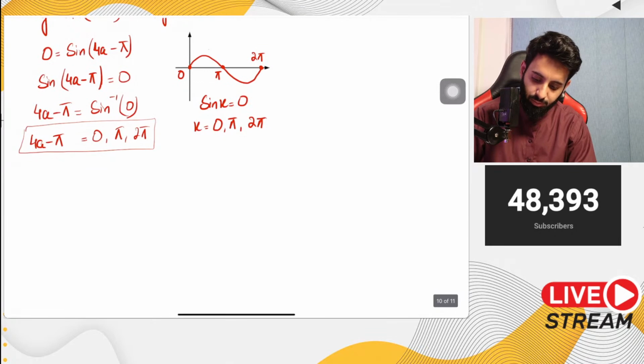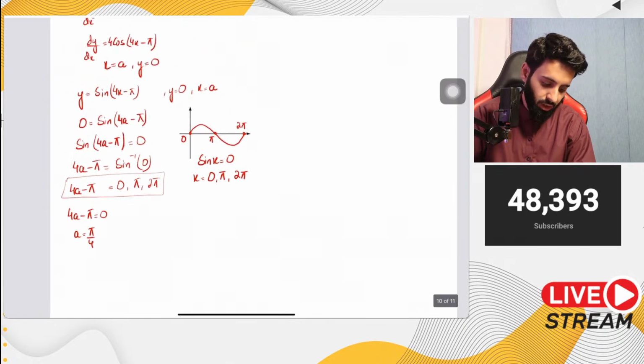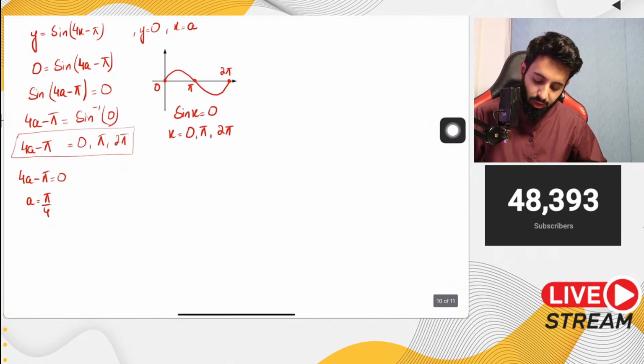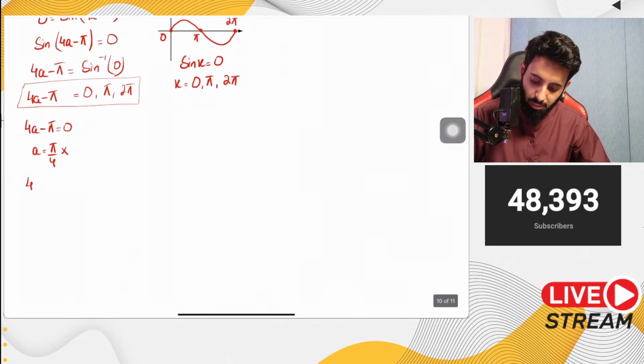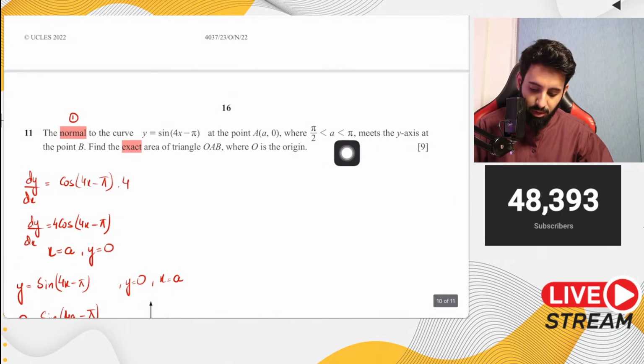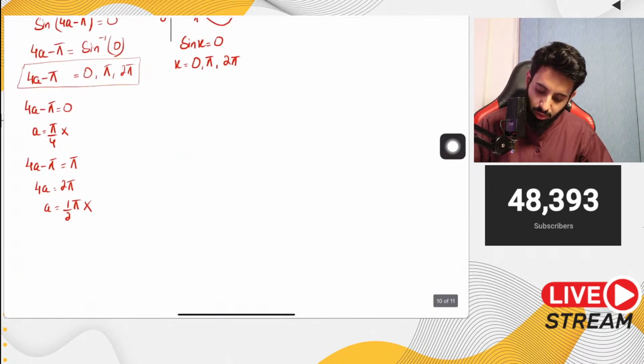So one by one, let's solve this. First let's pick 0. So 4a minus pi equals to 0 will lead to the value of a being equal to pi upon 4. And what is the range of a? The range of a, as you can see, is in between pi upon 2 and pi. So this is unacceptable. Then we go with 4a minus pi being equal to pi, which means 4a is equals to 2 pi, and then if you find out the value of a, it's going to be 1 upon 2 pi, which is also unacceptable because a has to be greater than pi upon 2. So that means 4a minus pi is equal to 2 pi, if you solve this for the value of a.